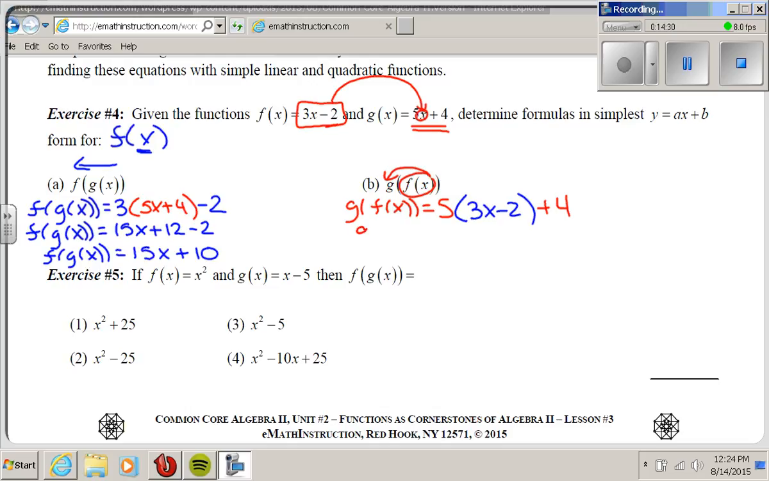We're going to distribute. And we're going to combine like terms. Notice I'm bringing down my f of g of x and my g of f of x each step. You should be doing that as well. Please don't leave that out.